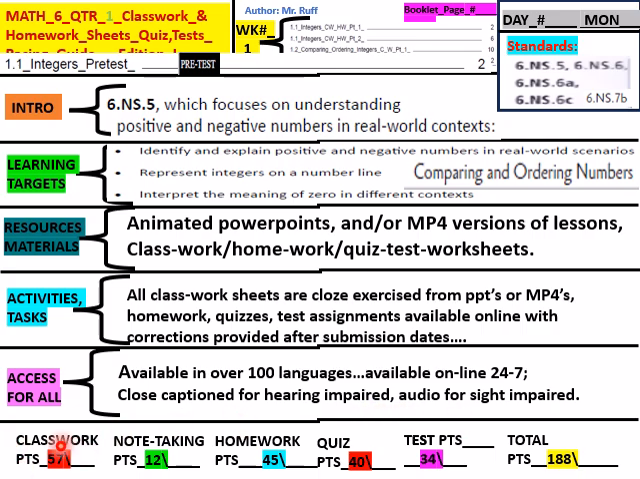Classwork is 57 points. Note taking is 12 points. Homework is 45 points. Quiz is 40 points. We have 34 test points for week 1. The total for week 1 is 188 points for Math 6 Quarter 1 week 1.